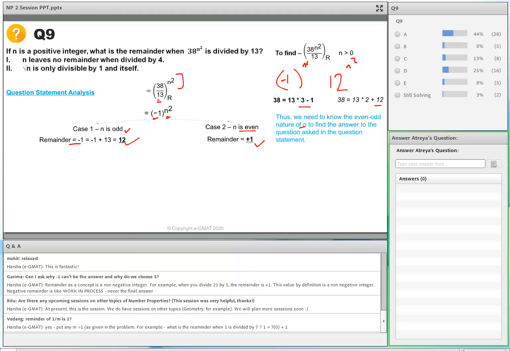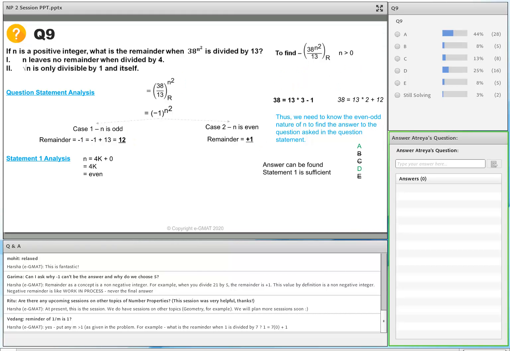So I just need to understand whether n is even or not. The first statement, what does the first statement tell me? N leaves no remainder when divided by 4, right? Okay, before that I have a question. Are you applying the minus 1 concept to the power of odd or even number? Yes. Minus 1 to the power odd always gives me minus 1. Minus 1 to the power even always gives me plus 1, right? Okay, so now let's come back.